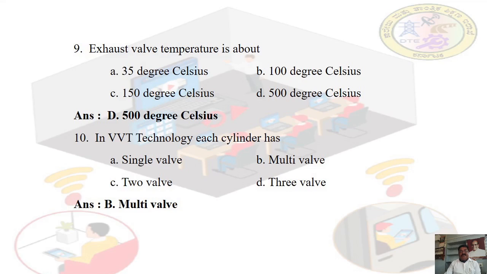Next question. In VVT technology, each cylinder has: option A, single valve. Option B, multi-valve. Option C, 2 valves. Option D, 3 valves. The answer is option B, multi-valve.